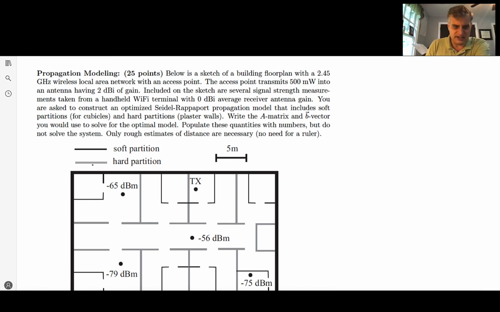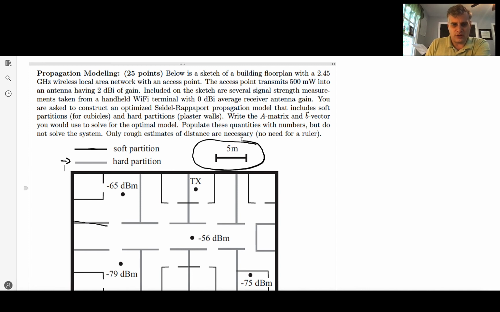You see by the key, that's what these black lines are. Hard partitions for plaster walls. That's these thicker gray lines through here. See that over there? Write the A matrix and B vector you would use to solve for the optimal model. Populate these quantities with numbers, but do not solve the system. Only rough estimates of distance are necessary. No need for a ruler. Look, I have this very sophisticated ruler attached to the diagram of the building.